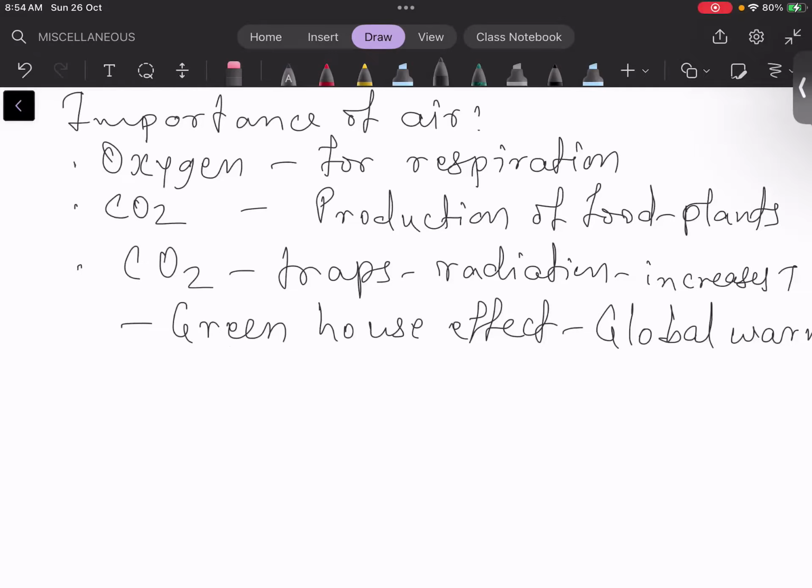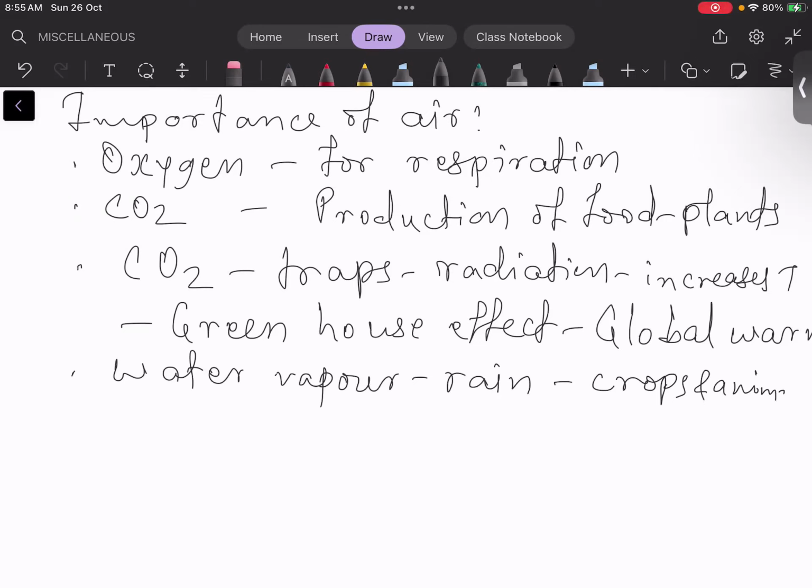Then water vapor produces rain, and it is utilized by crops, that is, by plants and animals, you can say.